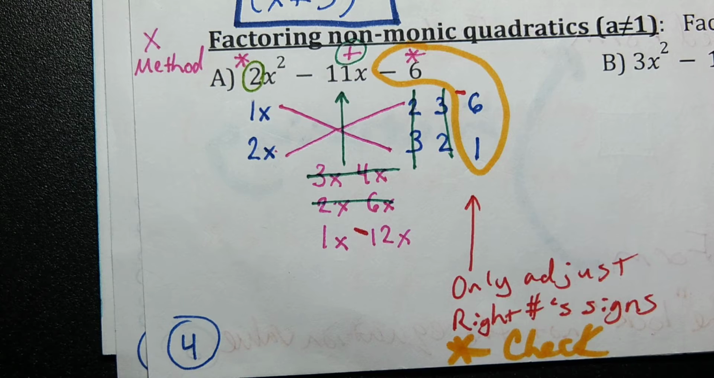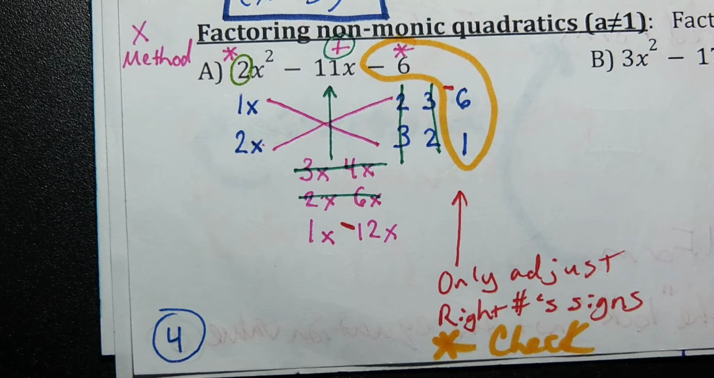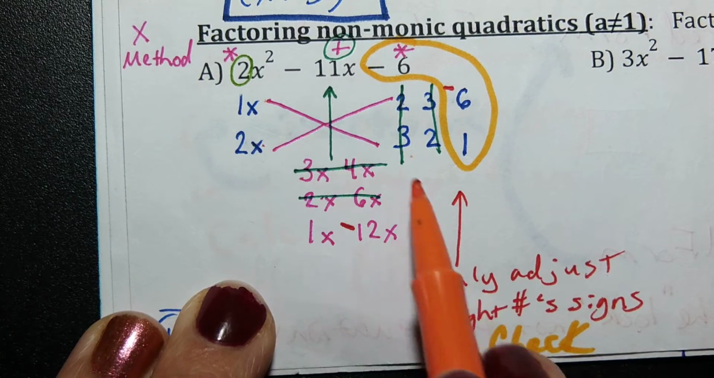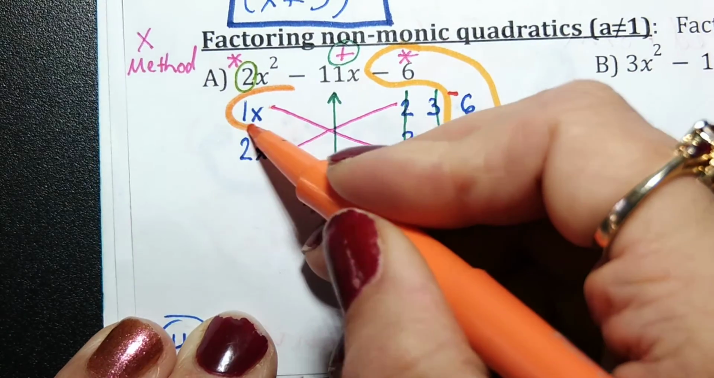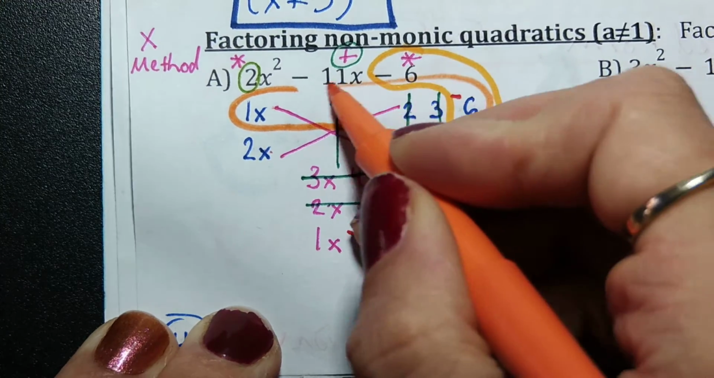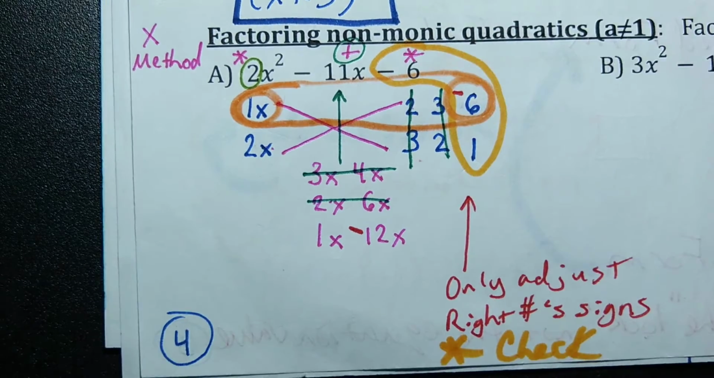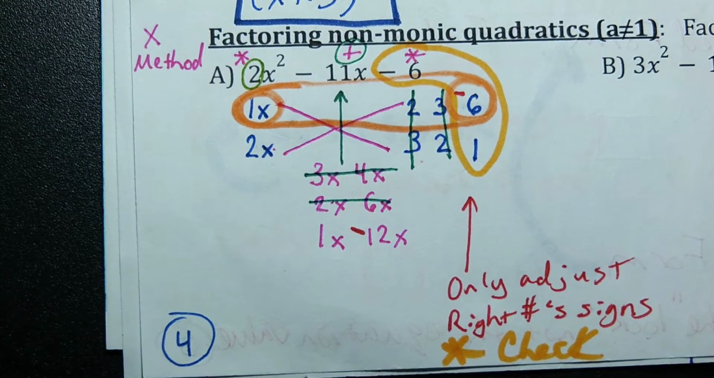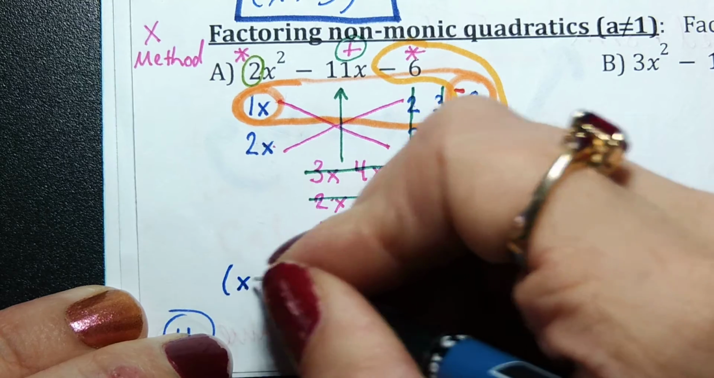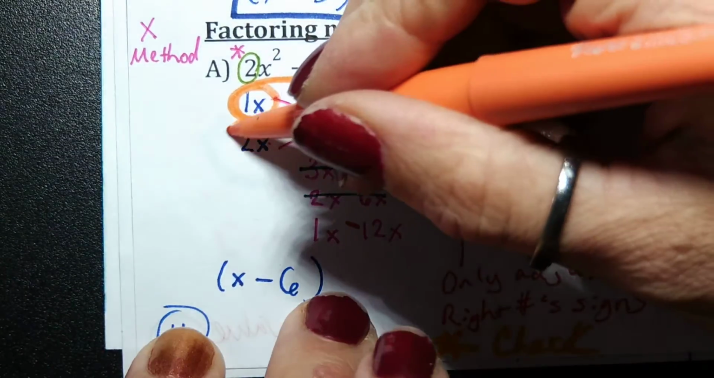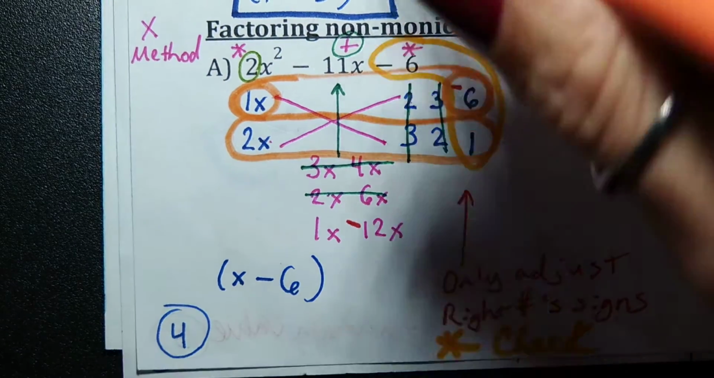Before we do that, actually no, we'll do this first. The only thing that makes the X method kind of complicated is how we write the factors, because though we multiply these two terms together, the terms that go in the parentheses together are straight across from each other. So the 1x gets paired with the negative 6 in a parenthesis. So x minus 6 or 1x minus 6. And then the 2x gets paired with the 1.